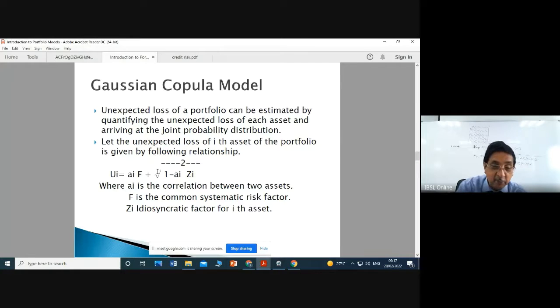Now the formula is given here. UI, the unexpected loss of ith asset, is given as AI F, where AI is the correlation between two assets, plus square root of 1 minus AI squared into ZI. ZI is the idiosyncratic factor. Idiosyncratic means non-systematic risk of the asset, and F is the common systematic risk factor. Common systematic risk factor means just like beta.